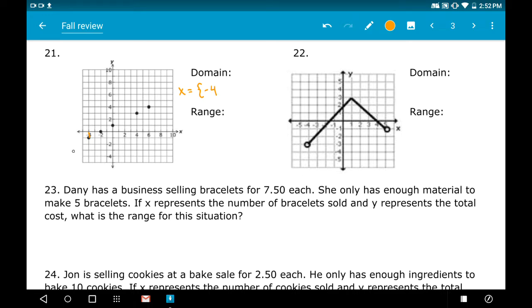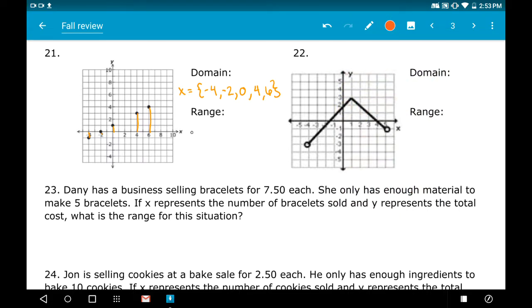So with domain, we go left to right. Now this one right here is at -2. So my next one on my list is -2. This one right here is 0. It helps to draw the lines down so you can see what x value it hits. The next one is 4. And this last one, if you draw the line down, is 6. So -4, -2, 0, 4, 6 is our domain.